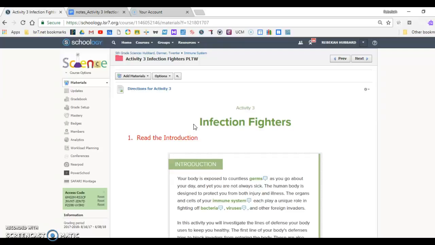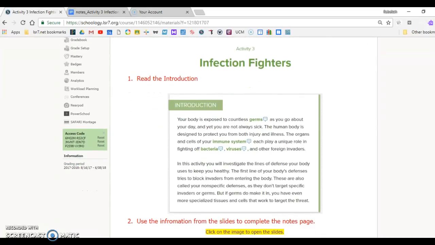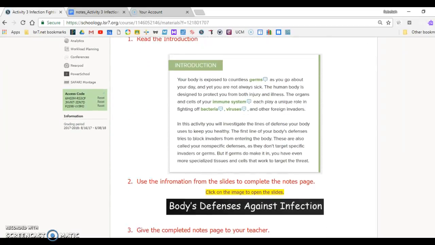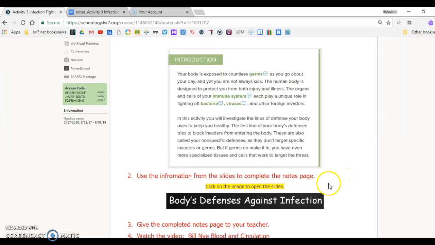Okay, so when you work today, you'll see that the information that is printed in red tells you what to do. And fifth graders, as we're going throughout today, please read. The important work for you today is to be reading. So you can see that you're going to read the introduction. And then it says here to use the information from the slides to complete the notes page. Your teacher should have already given you the notes page. You have a paper copy and you're going to use your pencil.